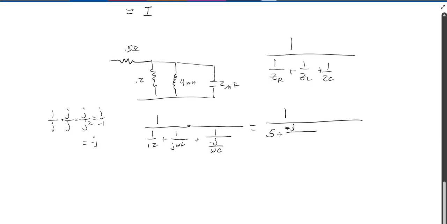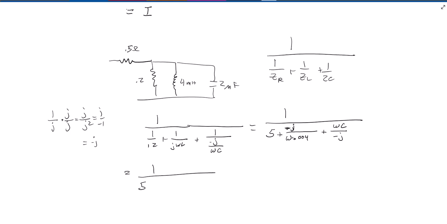So that'd be j over omega times 0.004, plus, now 1 over something makes it the reciprocal, so that'll be omega C over minus j. So this is 1 over 5, and then negative 1 over 0.004 is 250. So this is minus j 250 over omega.